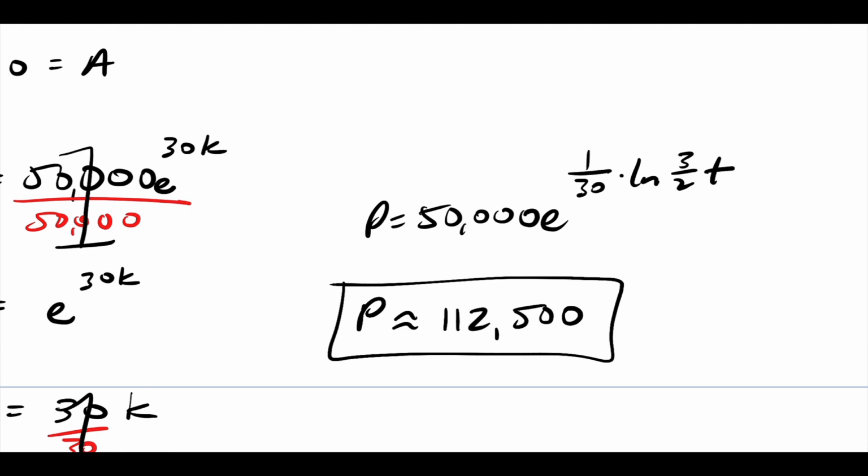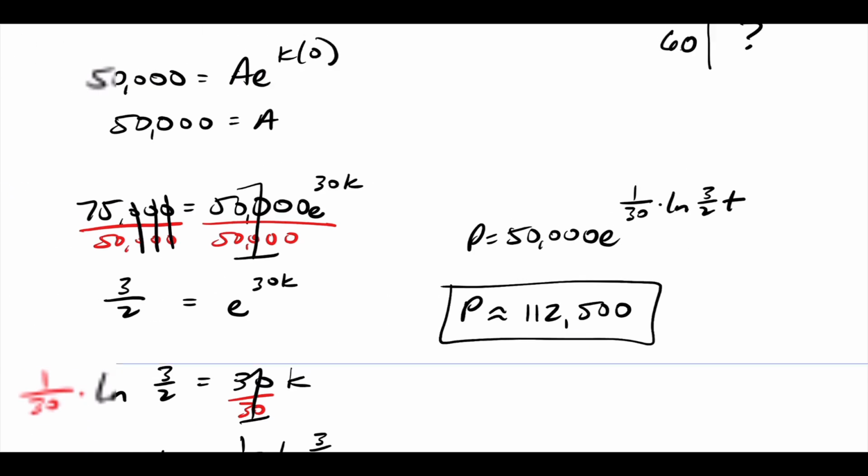Okay. When you plug in 60 for t, you will get this as your population. Okay, so I want to get to one more and then we'll be done with these notes.